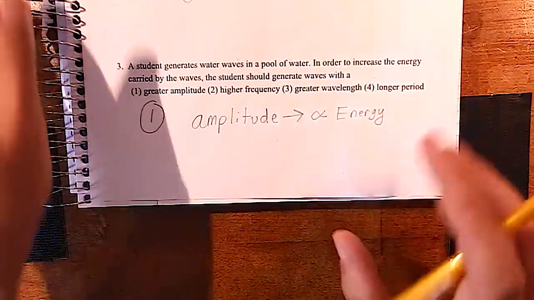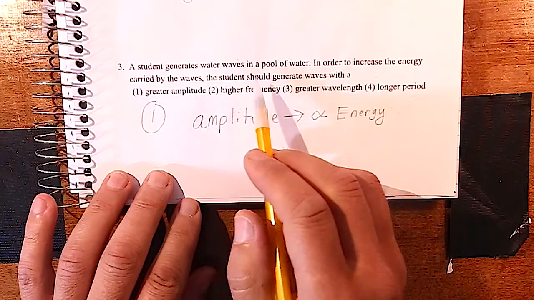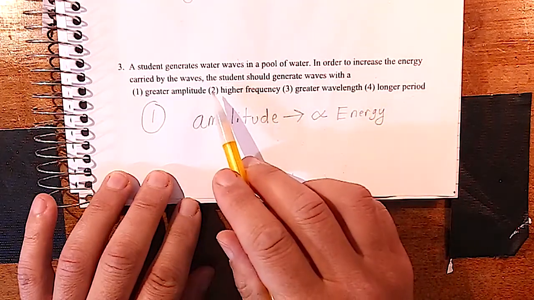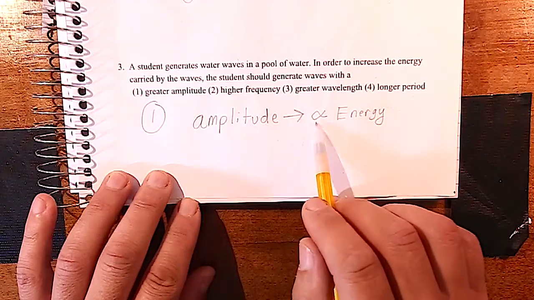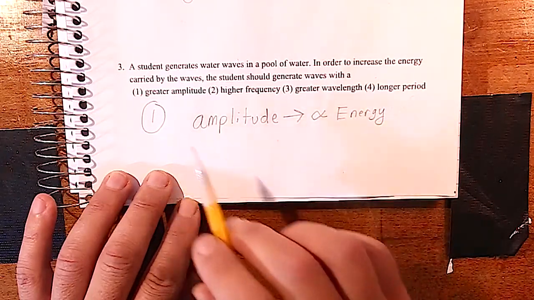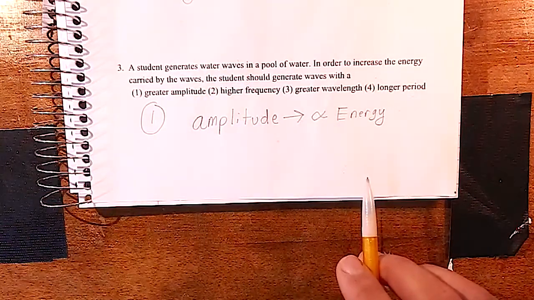And in this last one, it says students generate water waves in a pool of water to increase the energy. Well, energy in a wave is the amplitude. Amplitude is directly proportional to the energy. So that's our answer, greater amplitude.